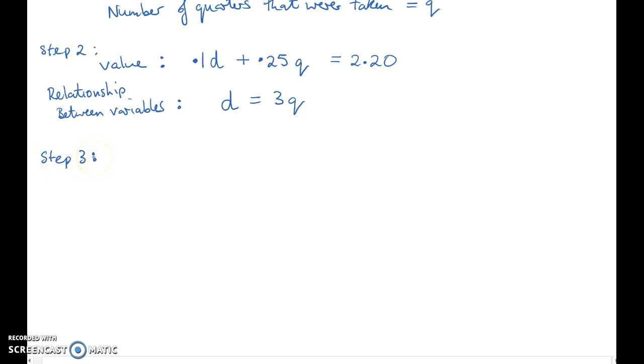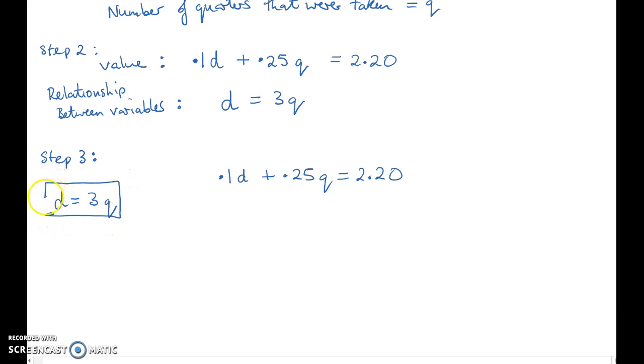Okay, so the first equation is 0.1D plus 0.25Q is equal to 2.20. And the other equation that we have is D is equal to 3Q. Now, if we look at these, one of the variables already has a 1 in front of it. This D here on the left already has a 1 in front of it, and it's on its own. So we are using substitution, and the initial work is already done.